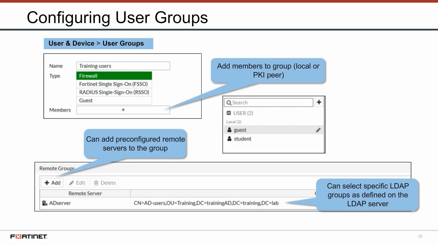kb.fortinet.com. User groups simplify your configuration if you want to treat specific users in the same way. For example, if you want to provide the entire training department with access to the same network resources. If you want to treat all users differently, you need to add all users to firewall policies separately.